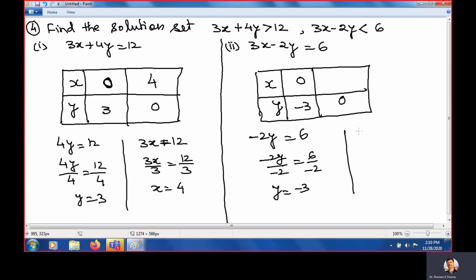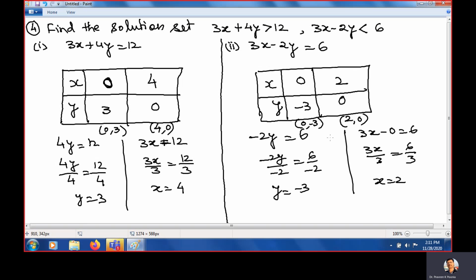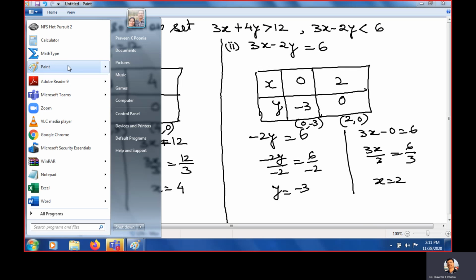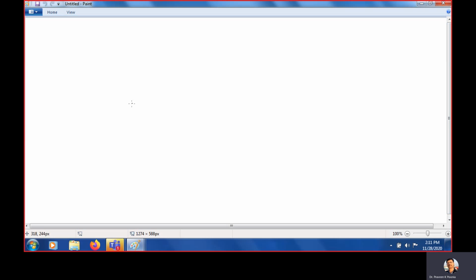Now put y is 0. 3x minus 0 is equal to 6. 3x by 3, 6 by 3. x is equal to 2. So this is the shortcut technique to find the x-intercept and y-intercept. Here the y-intercept is (0, 3) and the x-intercept is (4, 0). Here the y-intercept is (0, -3) and the x-intercept is (2, 0). This is how we find it in the long run.